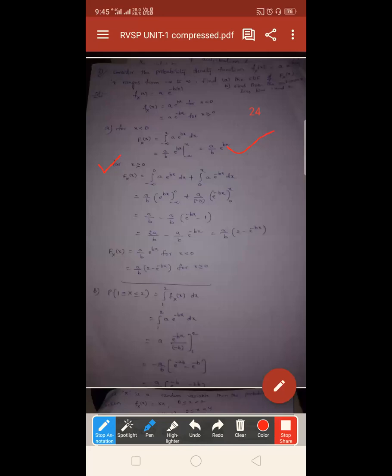So capital Fx of x is equal to, the previous range is minus infinity to 0 and then 0 to x. Minus infinity to 0 means the previous values of x, whereas the given values are 0 to x only. You have to add both cumulatively.